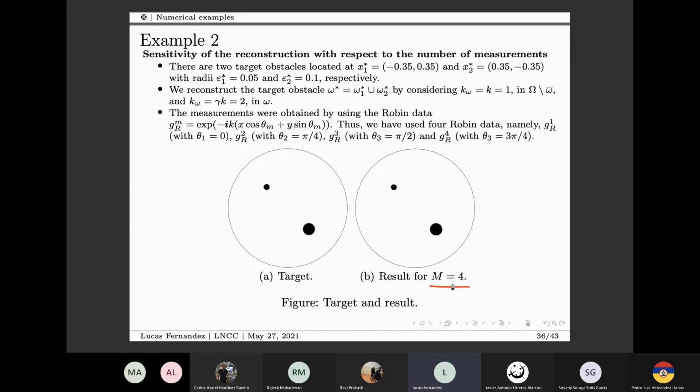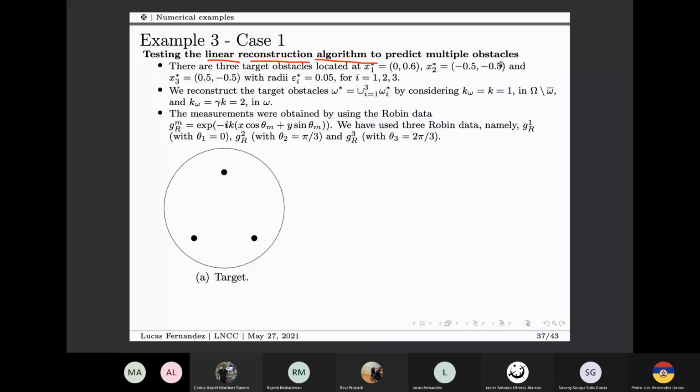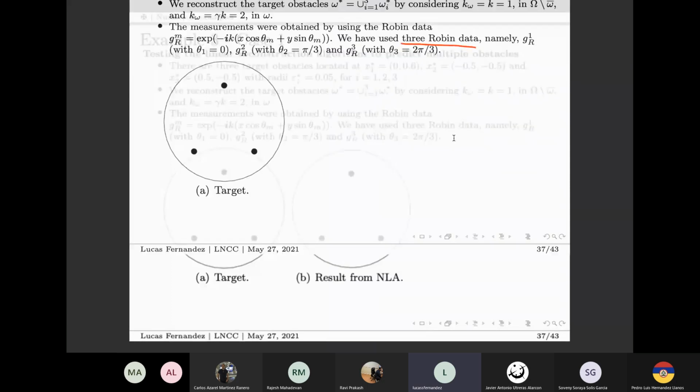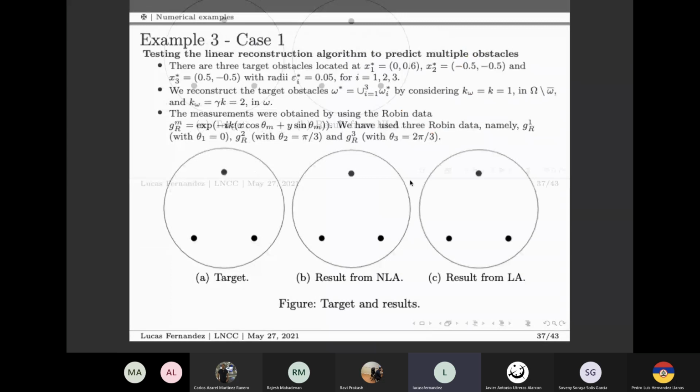Okay, here we test the linear reconstruction algorithm to predict multiple obstacles of the same size. The results are obtained from 3 measurements. In this case 1, we have 3 obstacles quite apart from each other. Here is the result from the nonlinear reconstruction algorithm, and here is the result from the linear algorithm.